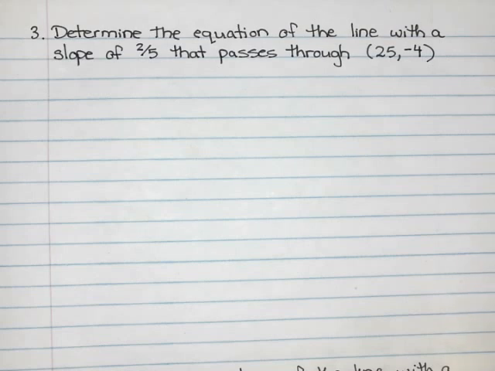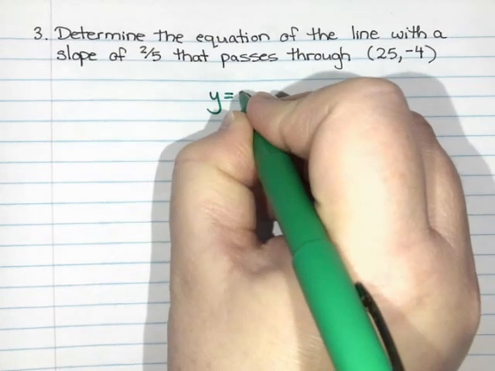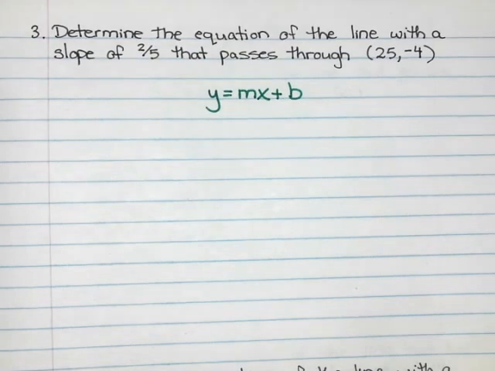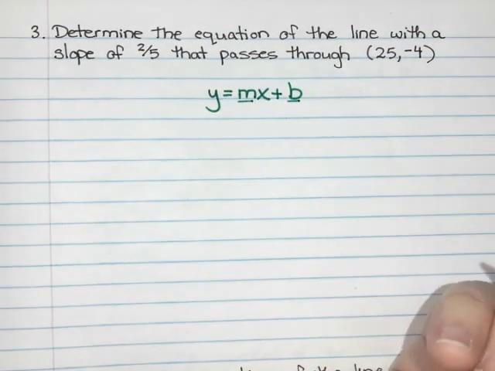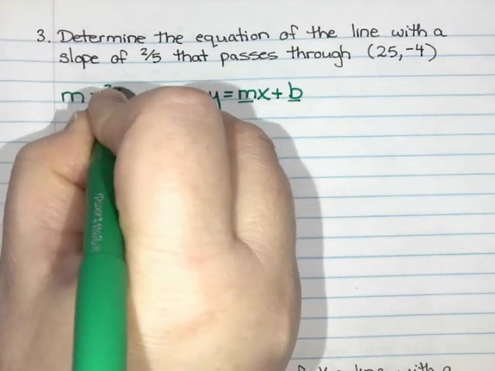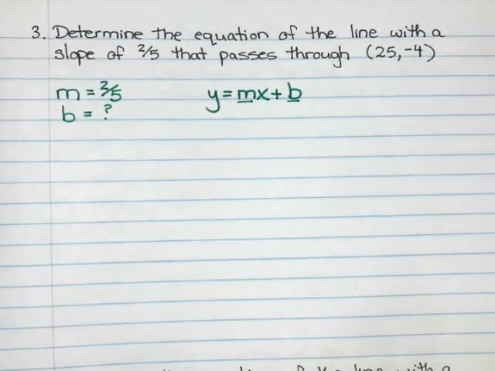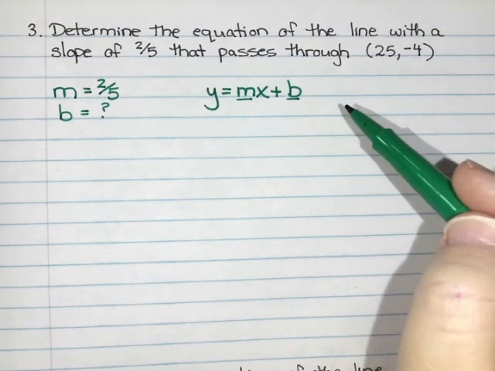So we're going to try to do this algebraically, which means I'm going to start with y equals mx plus b. Now, in order to write the equation of a line, I need m, the slope, and I need b, my y-intercept. So the slope from the question I know is 2 over 5, but my y-intercept, unfortunately, I don't know. So that means the first thing we need to do is find our y-intercept. How are we going to find our y-intercept? Using y equals mx plus b.